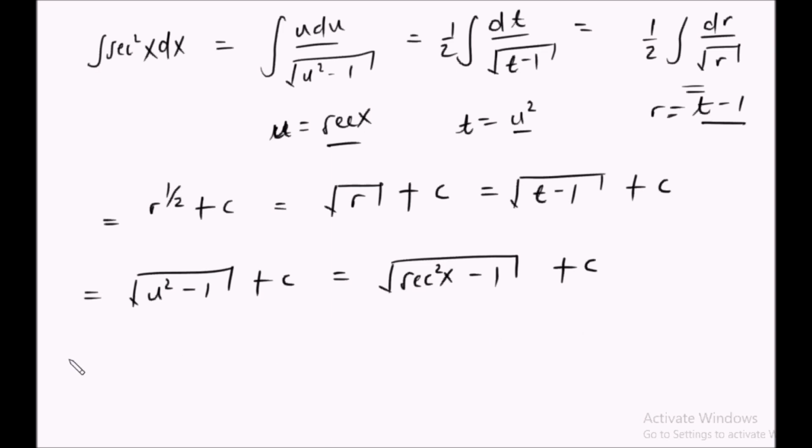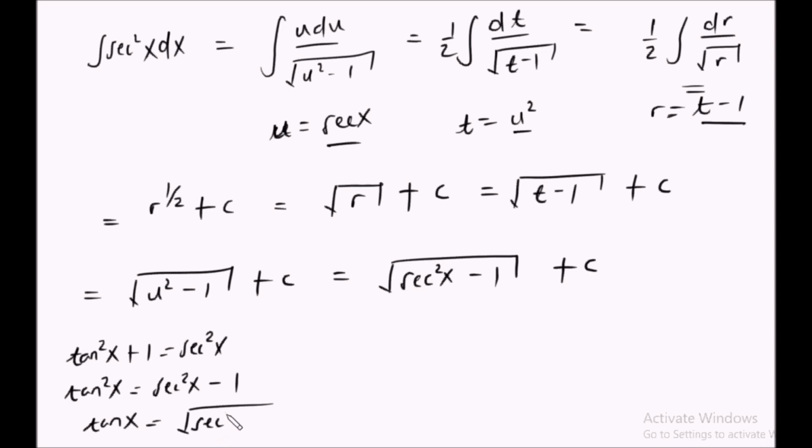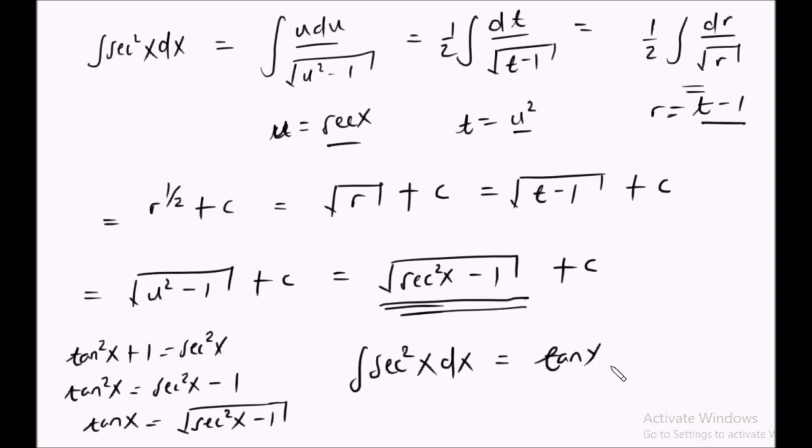But remember, tan squared x plus 1 is sawa na sec squared x. So tan squared x is sawa na sec squared x minus 1. So tan x is sawa na the square root of sec squared x minus 1. Kwa hiyo huyu kumbe ni nani? Tan x. Kwa hiyo finally sasa this integral is equal to tan x plus c, hence proved. There. So tumeprove.